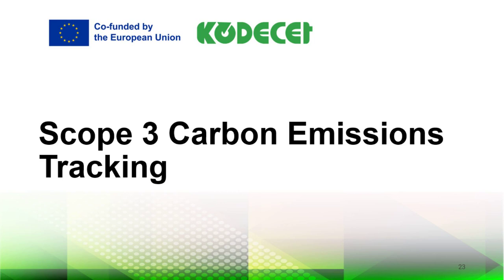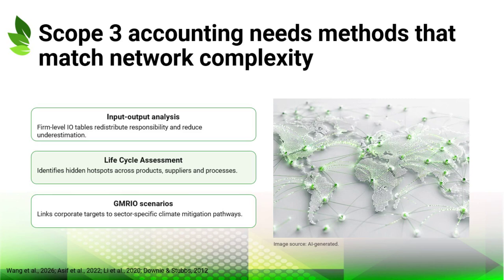Now we focus on Scope 3 emissions. Because these emissions occur across upstream and downstream value chains, credible tracking requires robust methods, supplier engagement, digital data, and transparent assumptions. This slide compares methods for Scope 3 accounting. Input-output analysis can use firm-level or sector-level tables to redistribute responsibility across the supply chain and reduce underestimation. Life cycle assessment helps identify hidden emissions hotspots across products, suppliers, and processes.